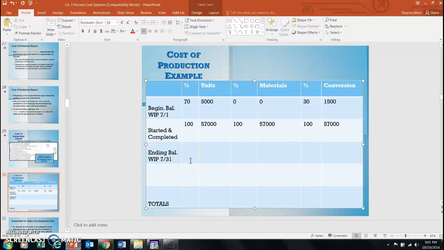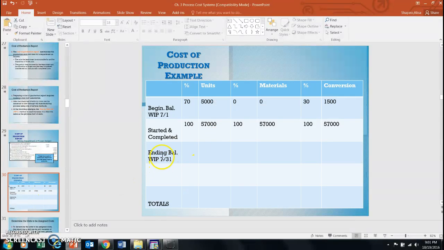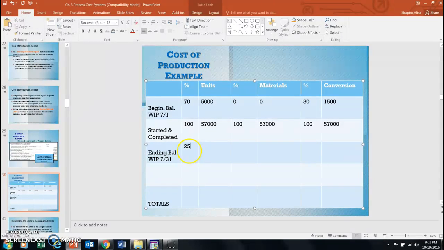All right, lastly on that slide, it did tell us, let's go back, that 3,000 gallons was an ending inventory. It was 25% complete as to conversion. Okay, so let's go back. That's our last level here we have to complete. So it told us 25% complete, 3,000 gallons.